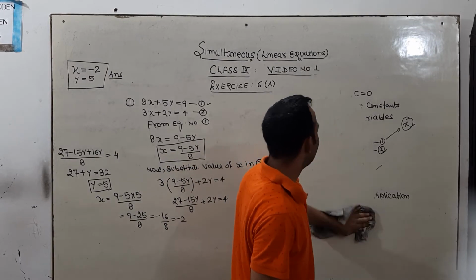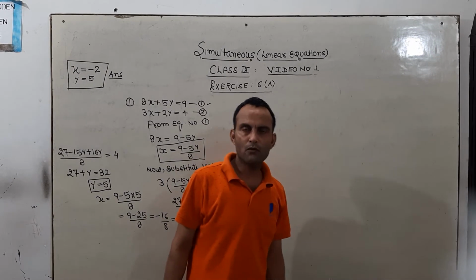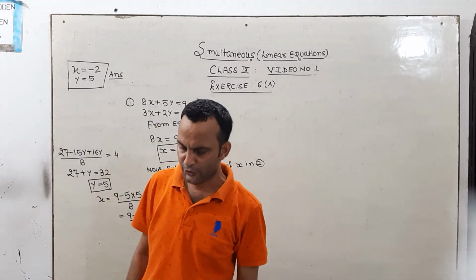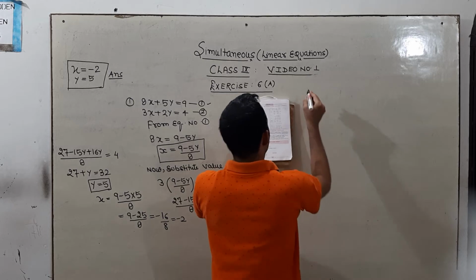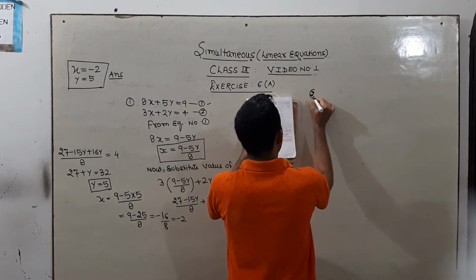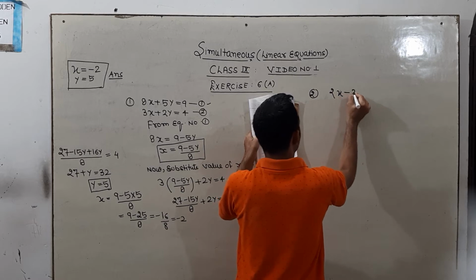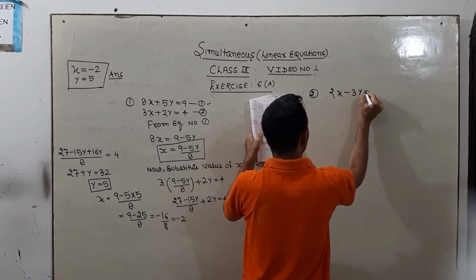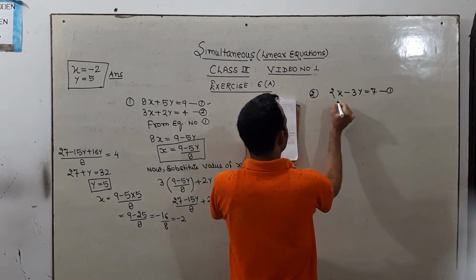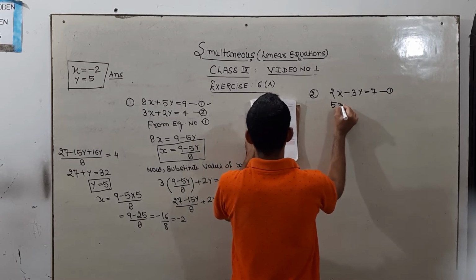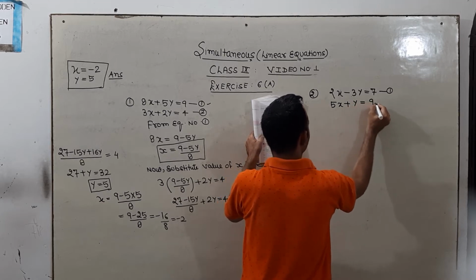My dear students, please keep in your mind, in exercise 6A, we solve all the problems with the help of substitution method only. Let us take next problem. Problem number second. This is 2x minus 3y is equal to 7. This is first equation. 5x plus y is equal to 9.